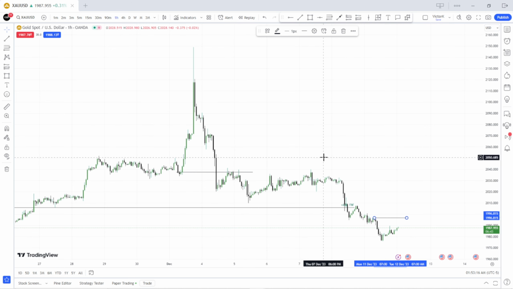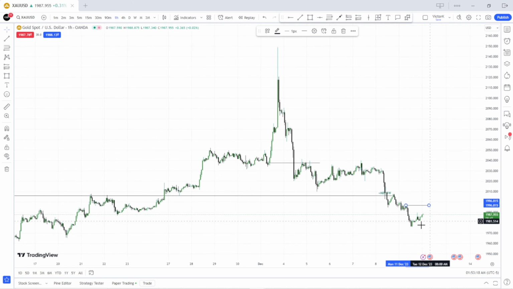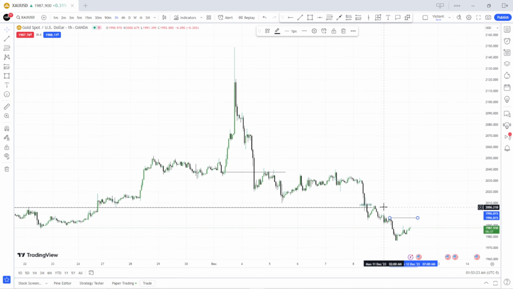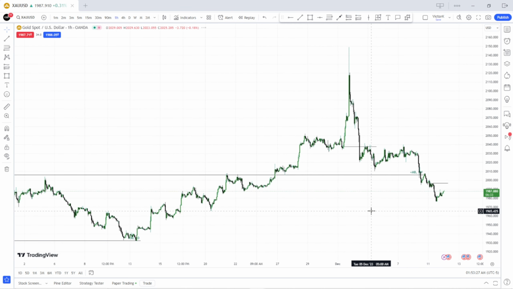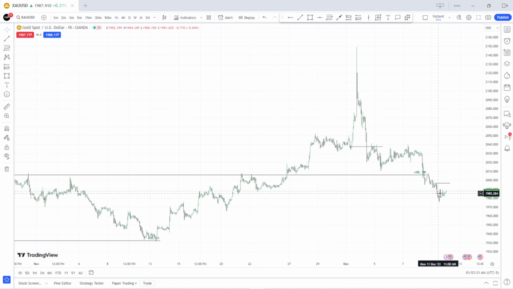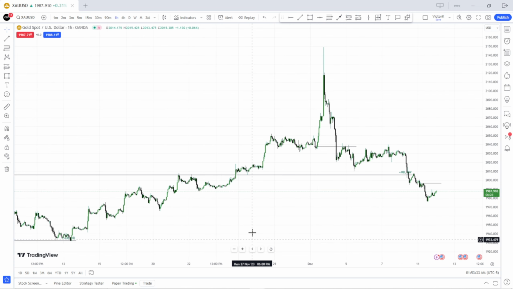So that is gold. Nothing concrete has formed in gold yet, but once we get above there, I'm confident to start looking for buys in gold. If it still continues going lower, then we'll have to follow the market direction and sell gold. But for me, I think this is a buy. This move here is just a manipulation at the beginning of the week. That's what I think.